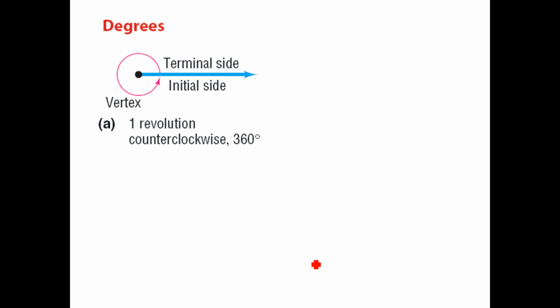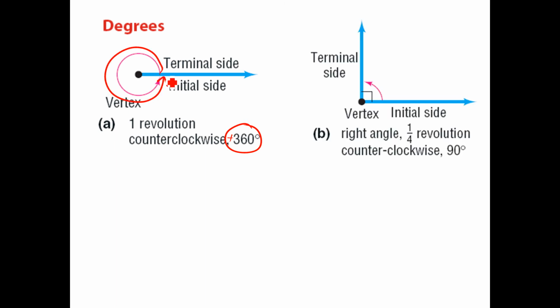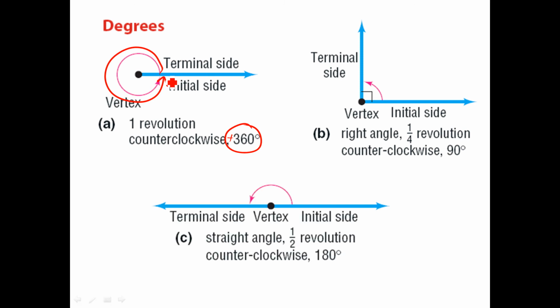All right, if our terminal side and the initial side are the same, we must have spun a full circle, exactly one circle. So one revolution counterclockwise, 360 degrees, positive 360 because we rotated in the positive direction. Okay, a nice right angle, quarter revolution, that's 90 degrees. And if we rotate a half circle, we end up with a line from positive x to negative x.